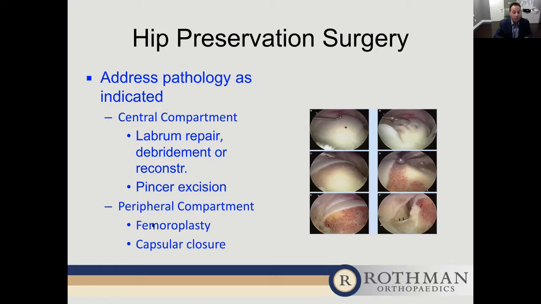And then in the peripheral compartment, we'll do a femoroplasty, which I'm showing over here, where basically you're smoothing out that cam lesion with a burr, and we're taking it from a convexity to a concavity. And then we're also going to close the capsule because we have to open up the ligaments to get into the hip joint. And then we close those back over after we're done to try to restore the anatomy from where it was in the first place.